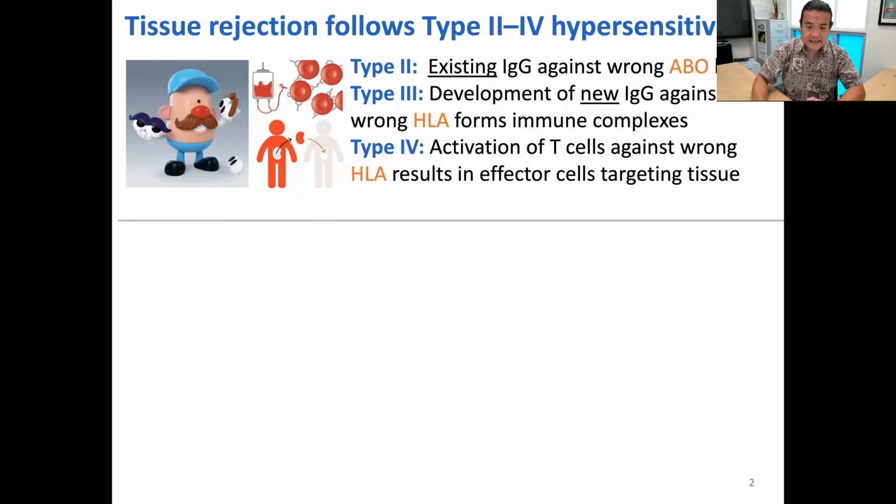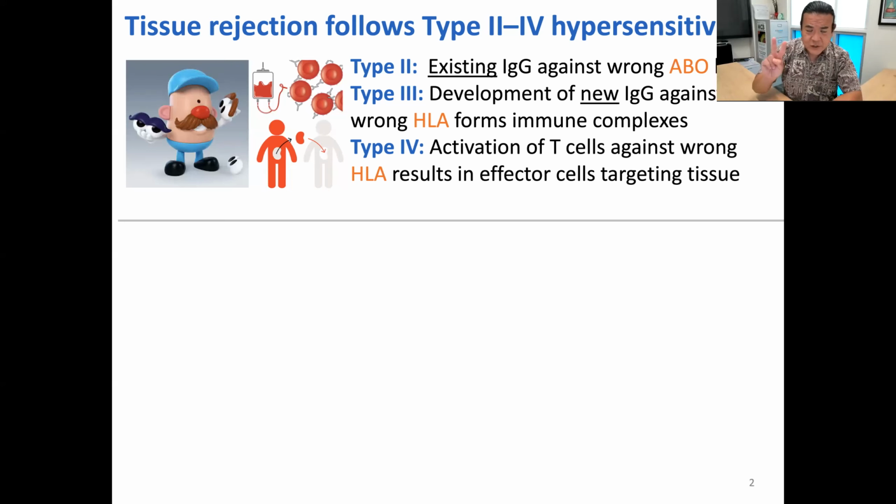We had been discussing the types of tissue rejection that we have to deal with when you're talking about donors and recipients. These follow the same types of hypersensitivity models as do allergies. In particular, type 2, type 3, and type 4 hypersensitivity models are what we encounter with grafts and transplantations.